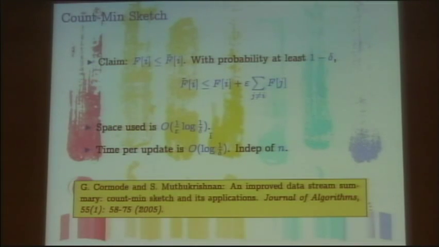As I mentioned, the space we use is 1 over epsilon log 1 over delta. That's independent of n. And the time for update is log 1 over delta. Okay, so it's also independent of n. So it's worth looking at this result a little bit closely.